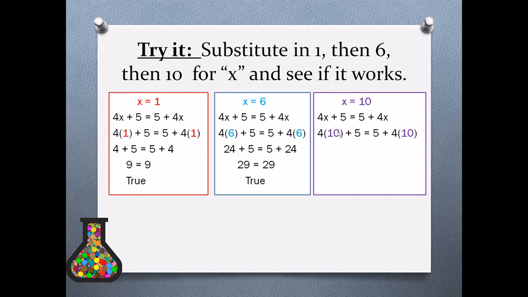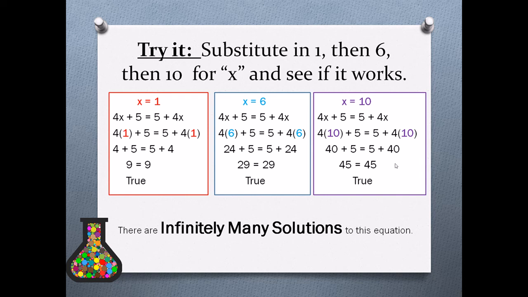So we have 4 times 10 plus 5 and 5 plus 4 times 10. So I've got 40 plus 5, 5 plus 40. And yep, 45 really does equal 45. So when we state that something has many solutions, you could put in infinite different numbers and it would be true. Okay, so we've seen no solution, which is a non-true statement, and now we've seen infinitely many solutions.